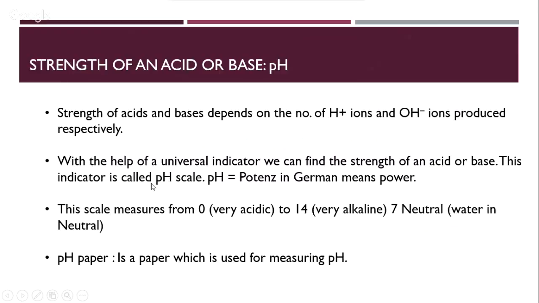The P in pH comes from the German word Potenz, which basically means power. The scale measures the value of H+ ions from 0 to 14, 0 being very acidic and 14 being very alkaline, with 7 being neutral. There is also a paper through which different colors can be seen and different pH values can be recognized.